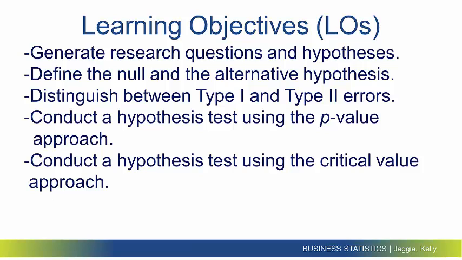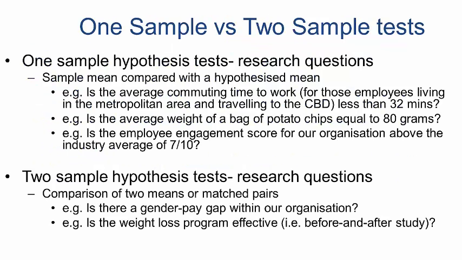Next, Type 1 and Type 2 errors will be differentiated and the link to alpha level will be discussed. I will then describe two methods for conducting hypothesis testing, the p-value approach and the critical value approach. We will then go through a step-by-step approach to go from hypotheses to decisions.